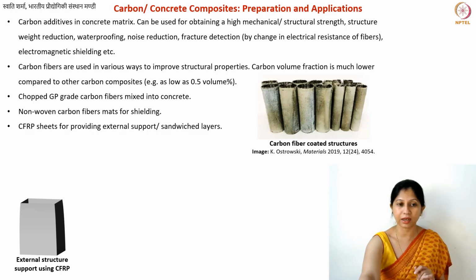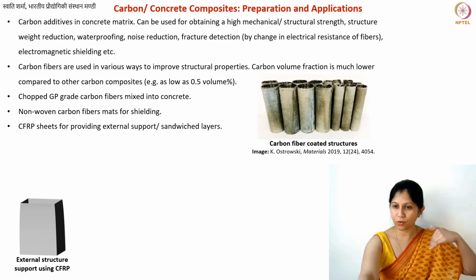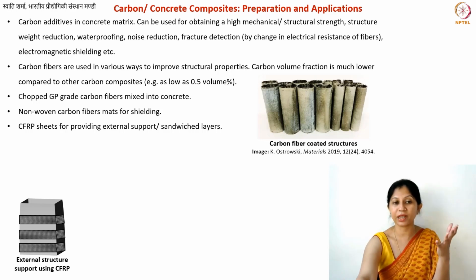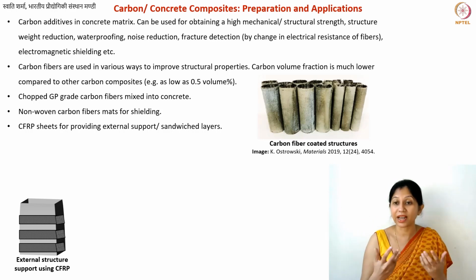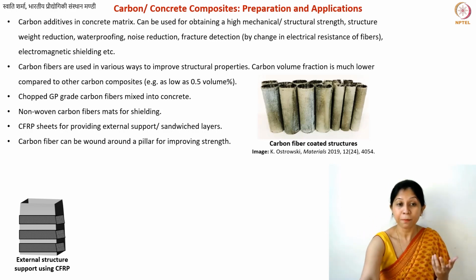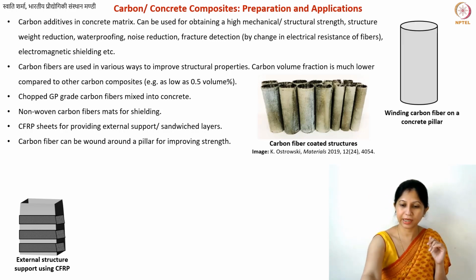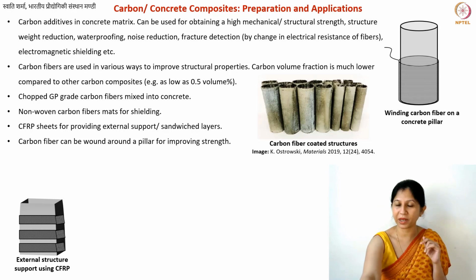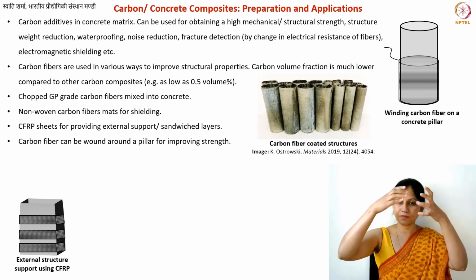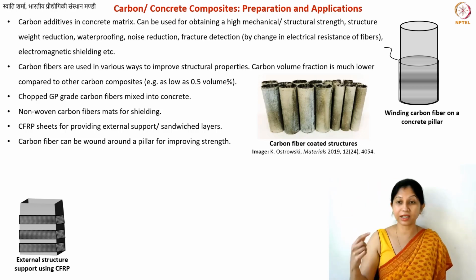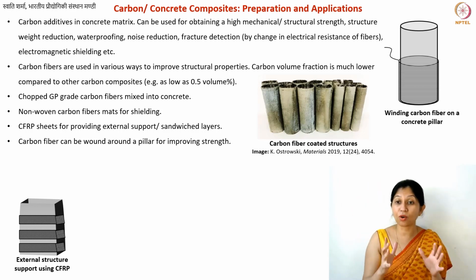So here is an image. Let's say this is your pillar, and now you want to provide external support. So you can attach CFRP sheets around it. So that is also one option. Okay. What else? Carbon fiber can also be wound. Again, maybe this is clear from the picture here. You have a pillar and you can wind your carbon fiber around it. These are not individual carbon fibers. These are going to be ropes of carbon fibers.